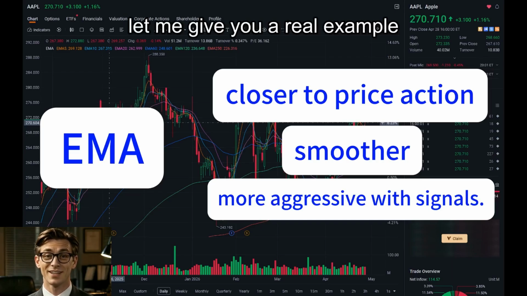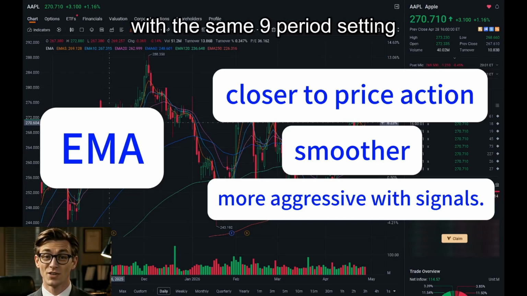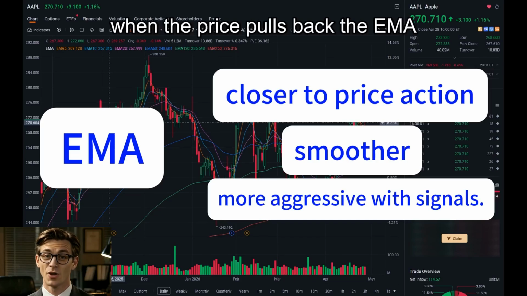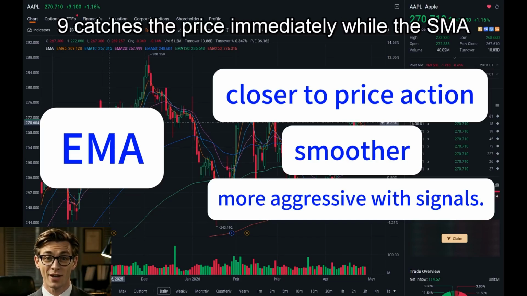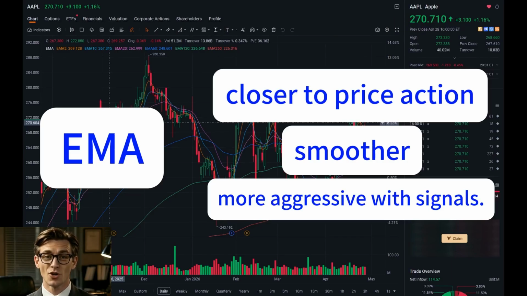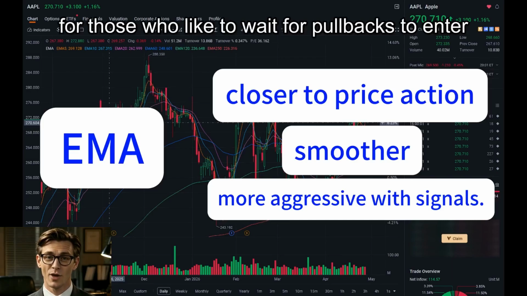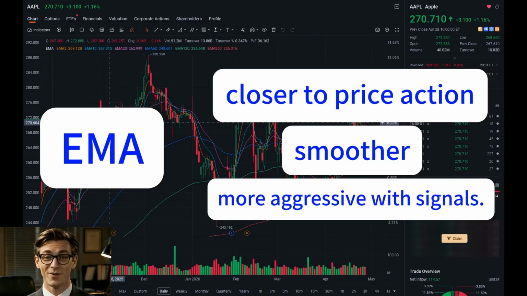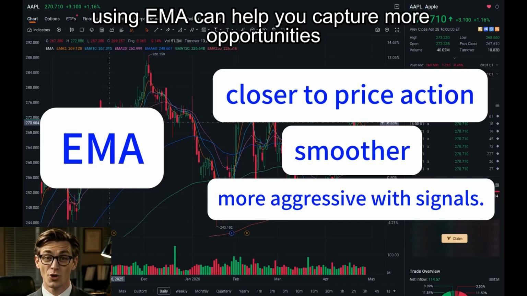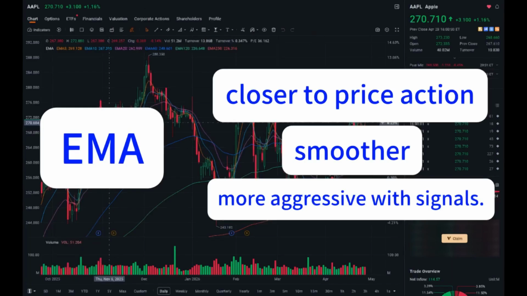Let me give you a real example. With the same 9-period setting, when the price pulls back, the EMA 9 catches the price immediately, while the SMA 9 is still lagging below. That's the sensitivity of EMA. For those who like to wait for pullbacks to enter, using EMA can help you capture more opportunities.